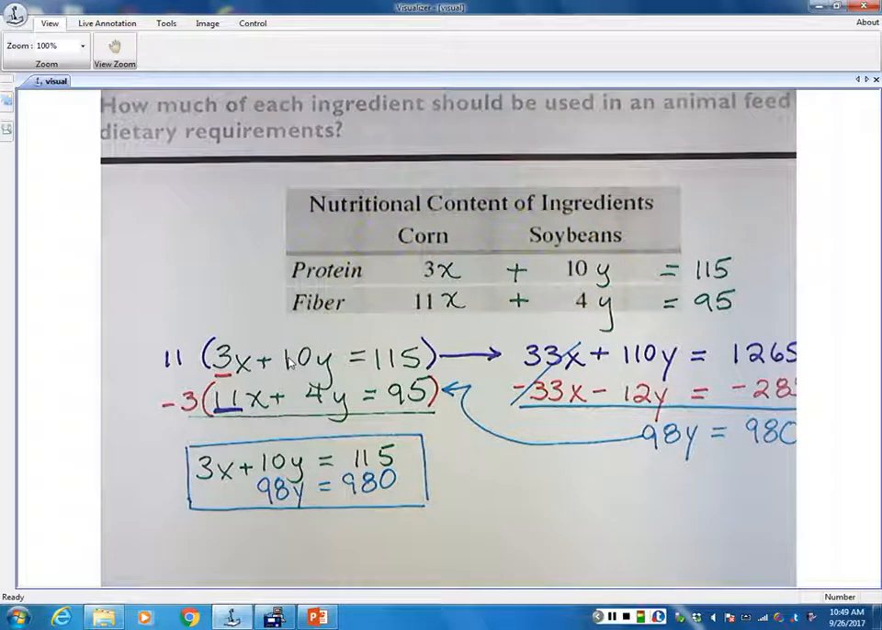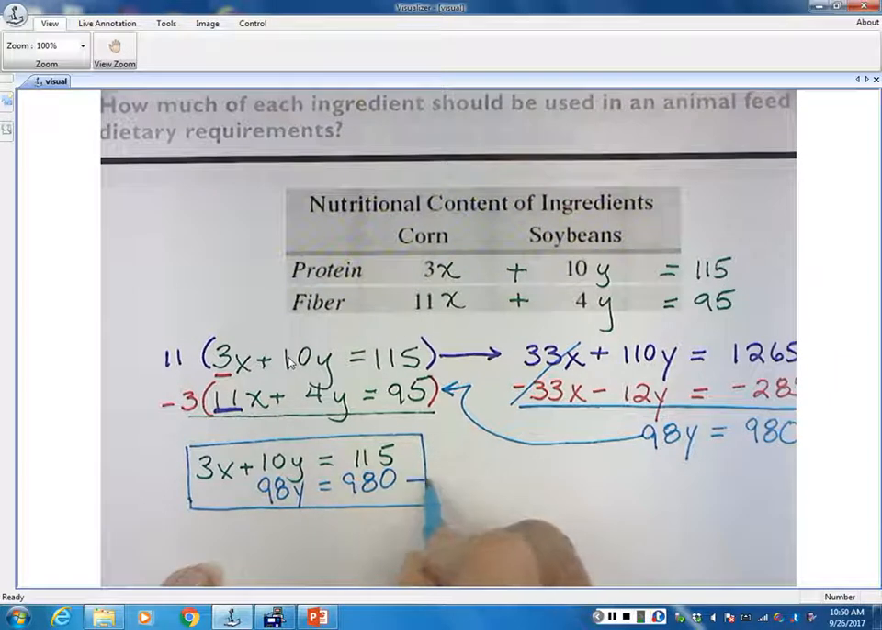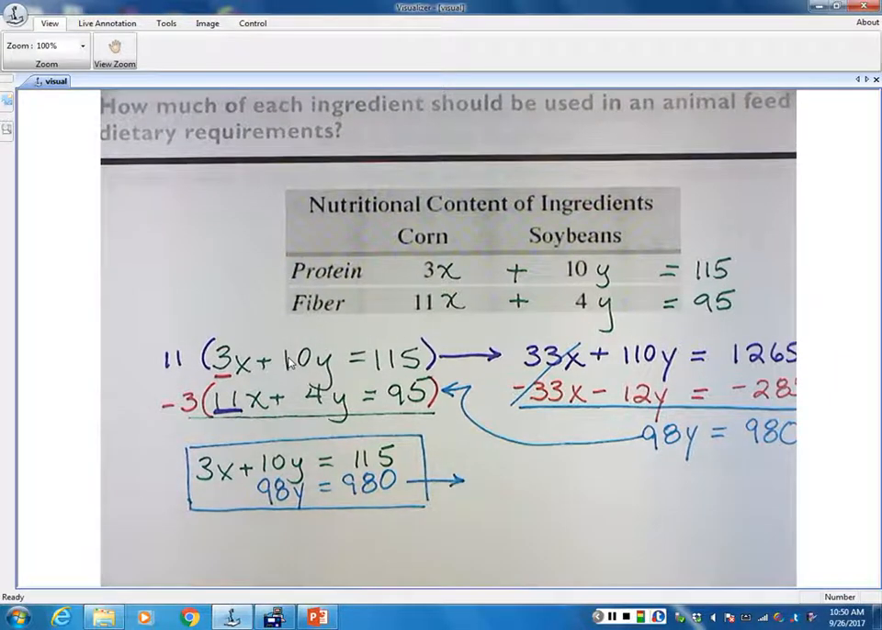So now we've got a system of equations where we have no x's, and we have one equation that actually still has y's, and what we would like to do is get rid of those y's in the second equation. So what we're going to do on the second equation, if you actually look at this one, what you know is that 98y equals 980.